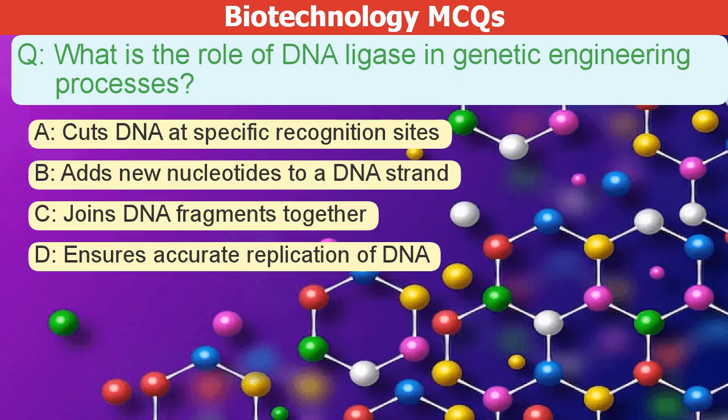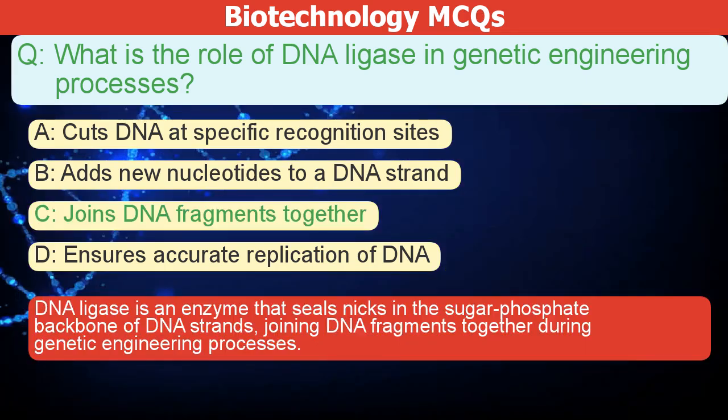What is the role of DNA ligase in genetic engineering processes? A. Cuts DNA at specific recognition sites. B. Adds new nucleotides to a DNA strand. C. Joins DNA fragments together. D. Ensures accurate replication of DNA. The correct answer is C.